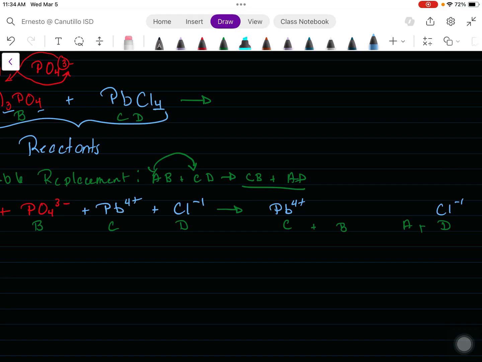Okay. Now I'm going to do the same thing with the A and the B. My A is NH4 1 plus, and then my B is PO4 3 minus. Okay. Now, all of these things should be combined. So here's what we have figured out so far.